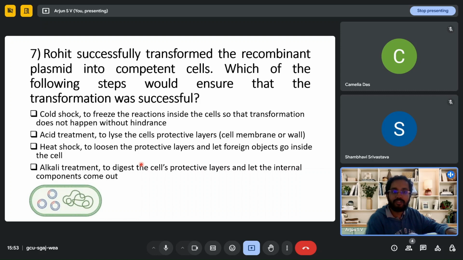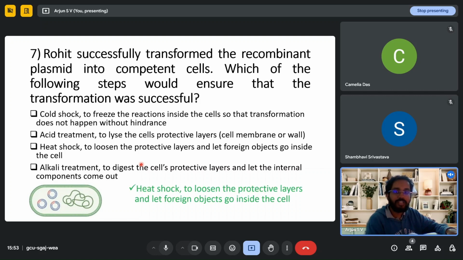And this is also a straightforward thing. So basically you don't want to break the membrane, so your acid treatment won't work, because if the membrane is lysed then the bacteria will not be functioning. Alkali treatment also will, if you digest the protective layers then it won't be functional. Cold shock can freeze the reactions inside the cell but the protective layers are still intact, so the final option will be heat shock. So only if we give heat shock and loosen the protective layers, our plasmid of interest can go inside the cell, the recombinant plasmid.